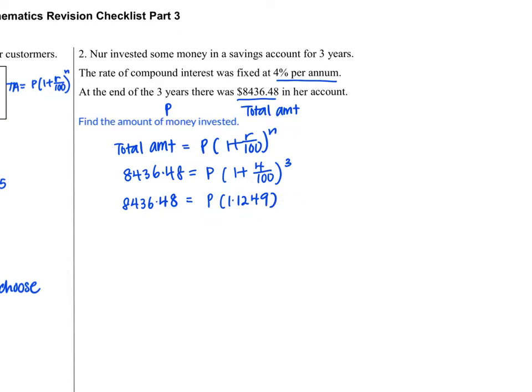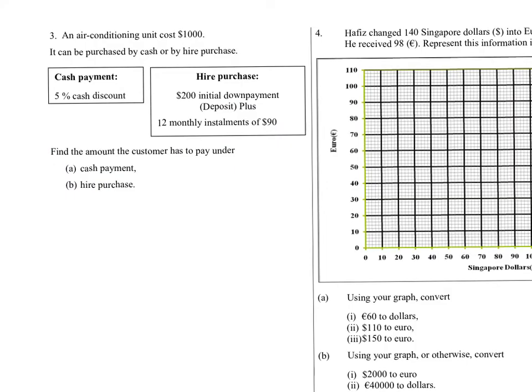So what I need to do now is to undo this. This is a multiplication over here, so I do a division. So after I do a division, I get the number 7499.76. So this will be the amount of money in two decimal places. Have you gotten the answer? Next question, question number 3.